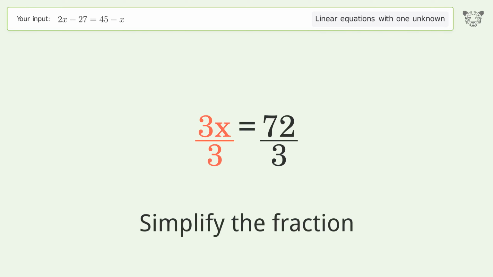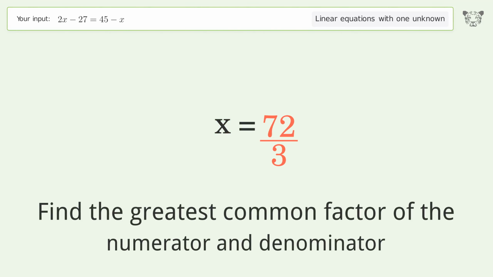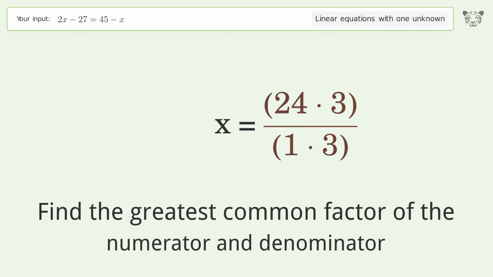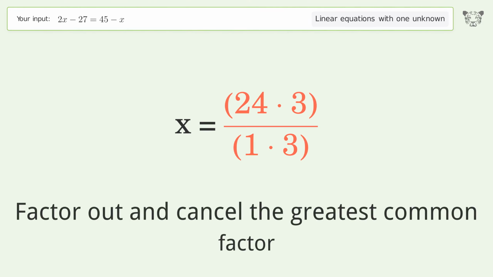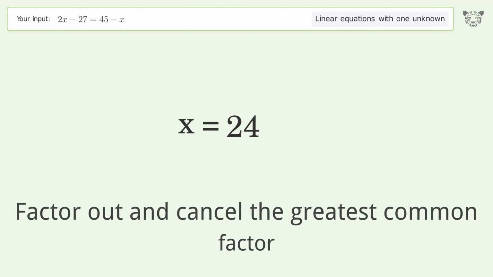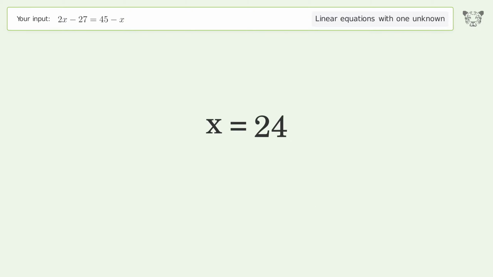Simplify the fraction. Find the greatest common factor of the numerator and denominator. Factor out and cancel the greatest common factor. And so the final result is x equals 24.